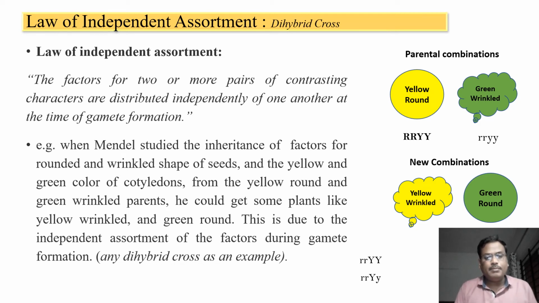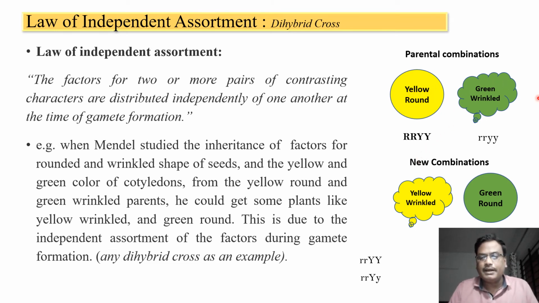For example, when Mendel studied the inheritance of factors for rounded and wrinkled shape of seeds and the yellow and green color of cotyledons, from the yellow round and green wrinkled parents, he could get some plants like yellow wrinkled and green round. This is due to the independent assortment of factors during gamete formation. Okay, let us try to understand what this law states.